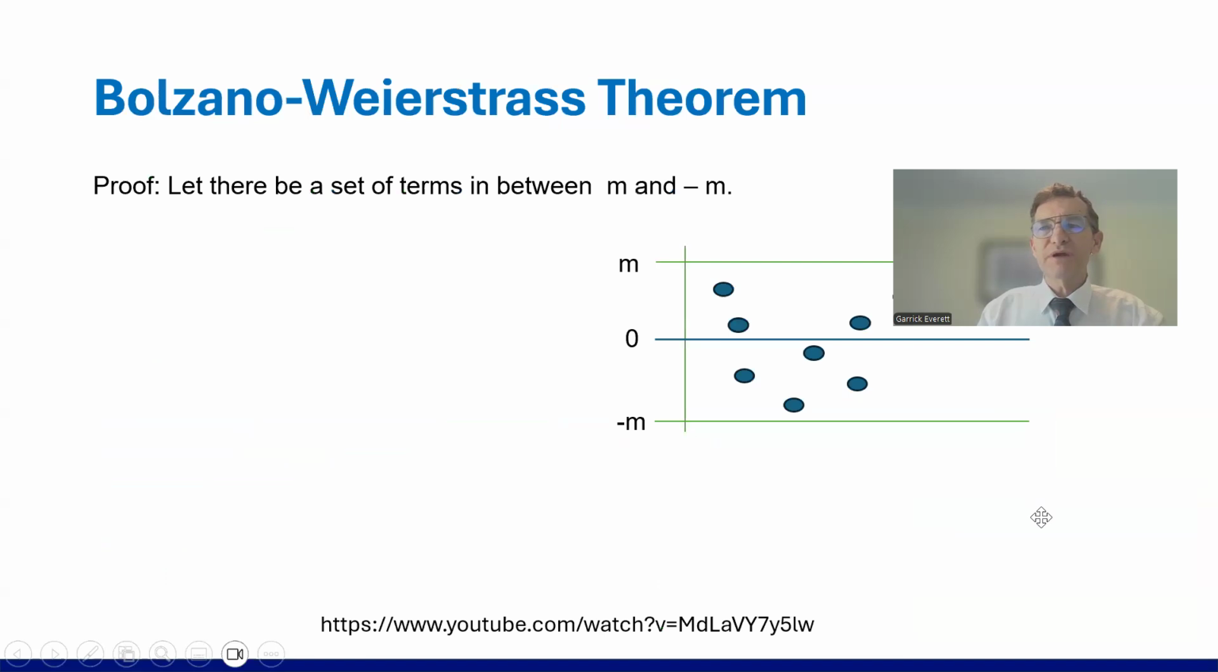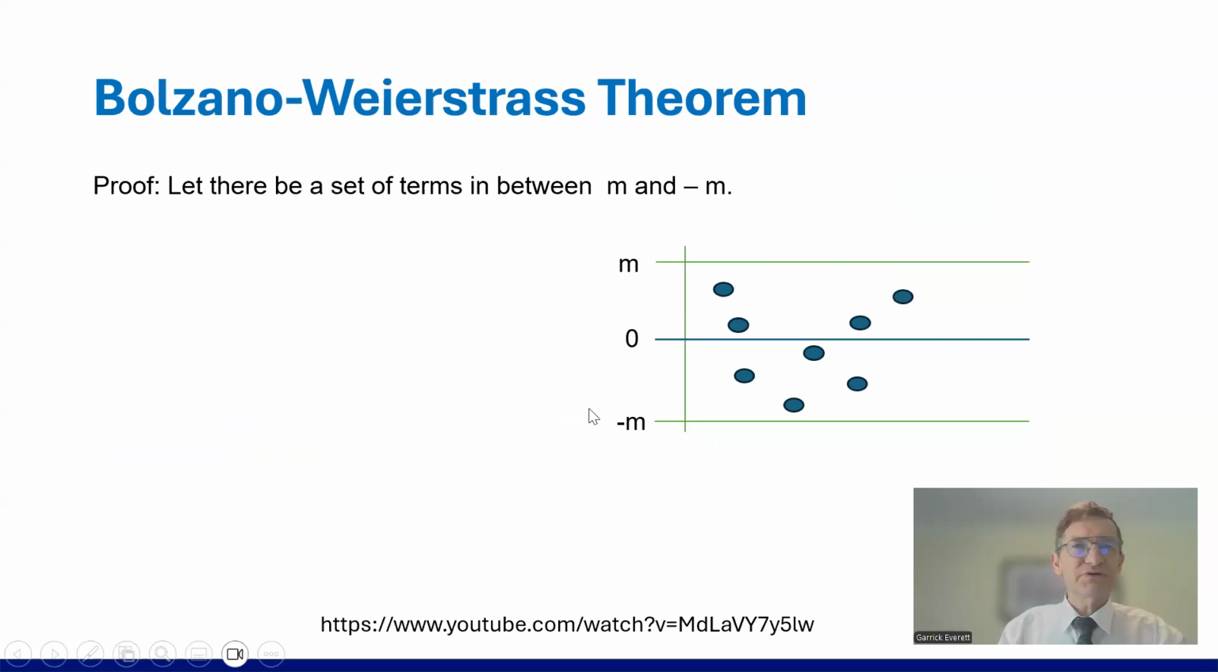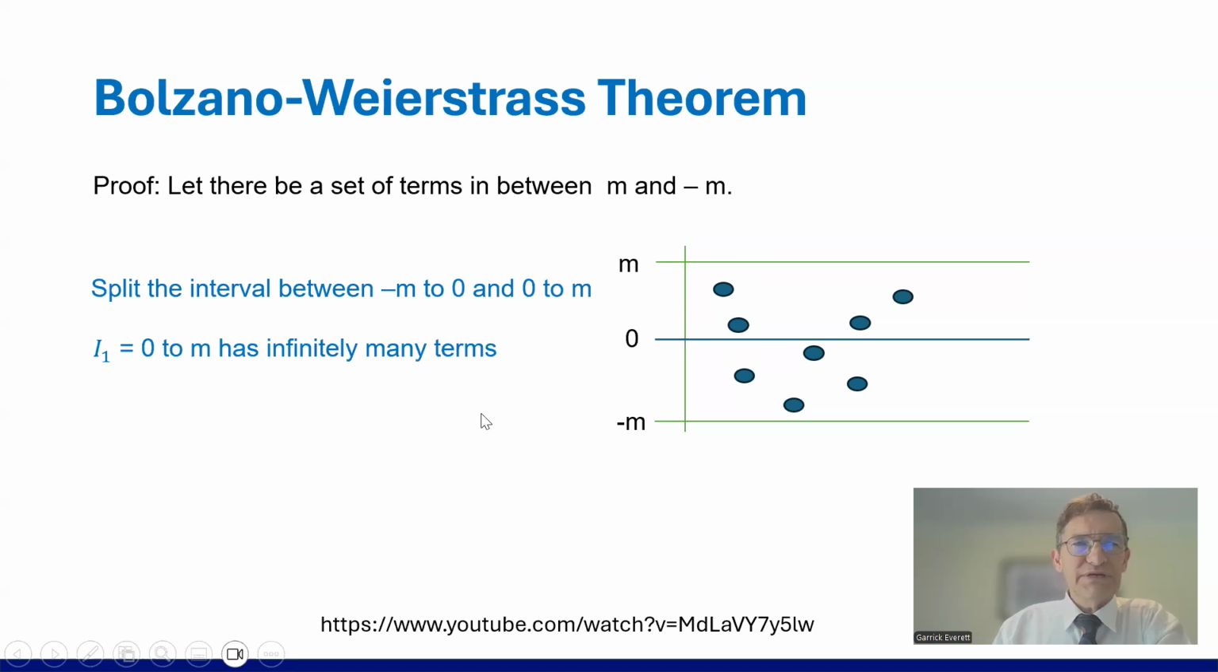Okay, so here we go. We've just made a picture. Again, you can see this on another person doing a YouTube clip. Let there be a set of terms between m and minus m. So there's m, there's minus m, and here's a bunch of terms. Split the interval between minus m to 0 and 0 to m. Now, we're just assuming an unlimited number of dots here. What we're going to say is, on one side, not both, there's infinite terms. If you split this and there's infinite terms, you can only say that on one half there's infinite terms. You can't say there's infinite on both sides.